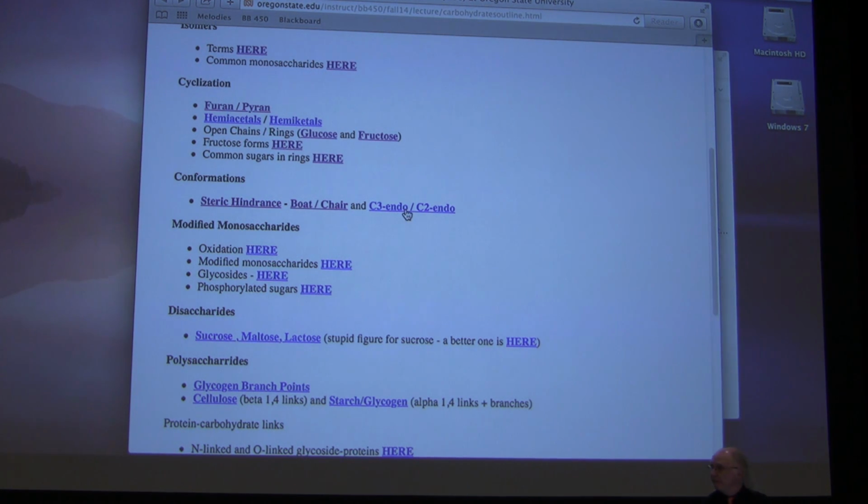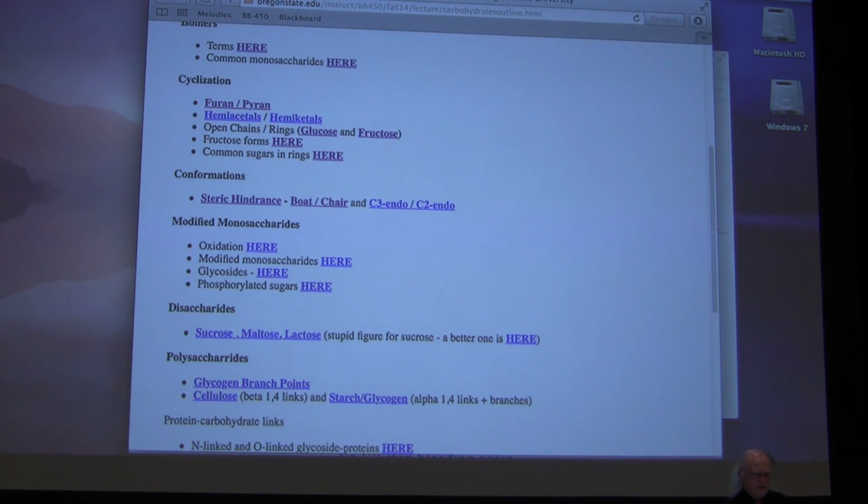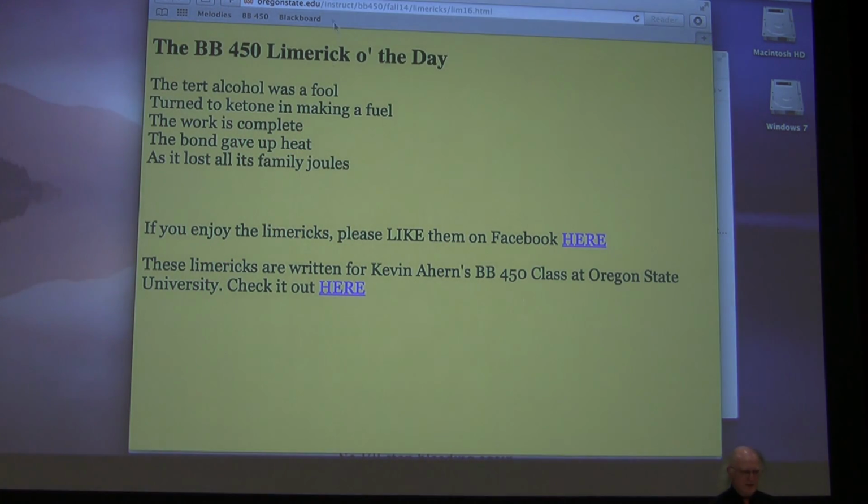Okay. I think it's time for a song. Oh, the limerick! Oh my God, we didn't do the limerick of the day. Sorry, guys. Let's get the limerick of the day.